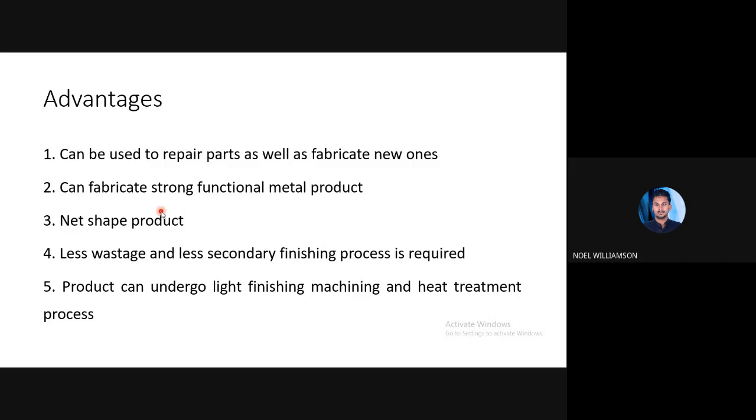Then the next one is regarding the functional aspect. That is, it can fabricate strong functional metal products. So functional products can be manufactured using the process. Functional means we can test them for various qualities, like how they respond to a chemical environment or any harsh environment, how they will work. Like that, functional prototypes can be made using the process.